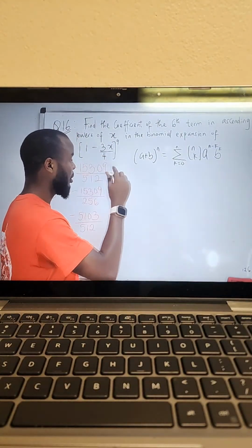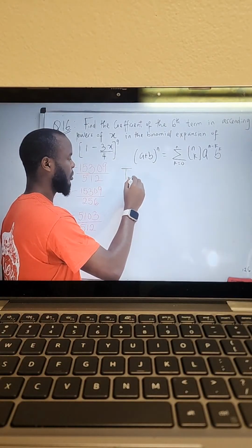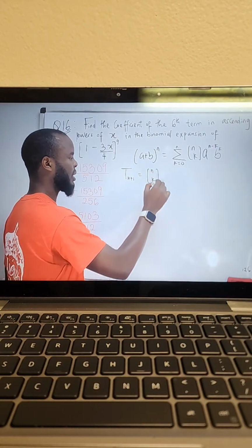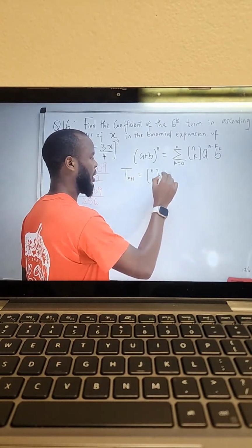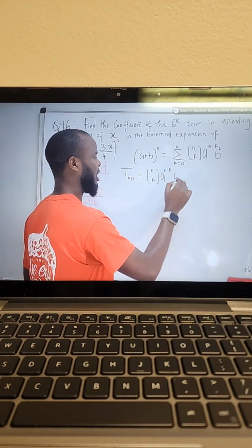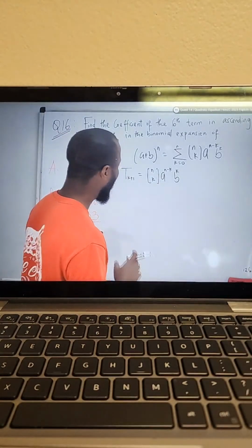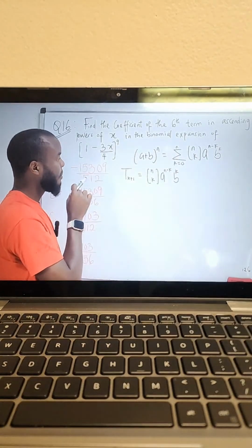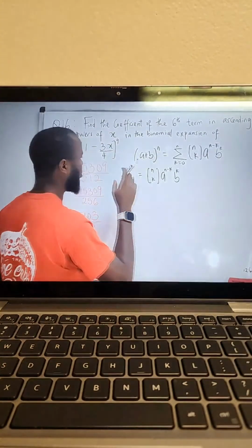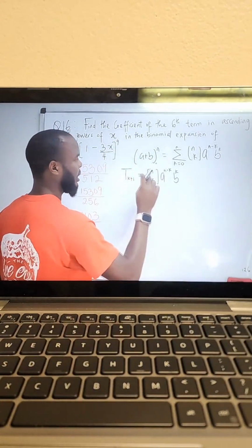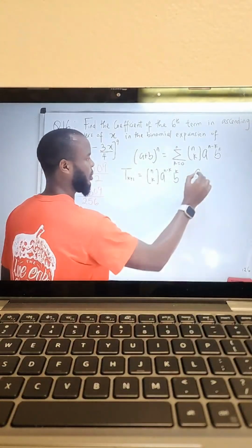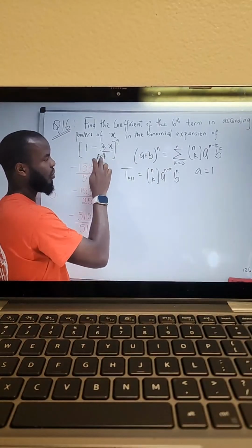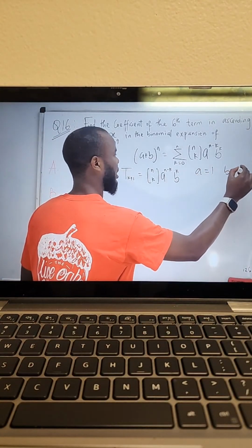And now in our case here, we have T(k plus 1) for the sixth term equal to n choose k, with a specific value of k, a to the power of n minus k and b to the power of k. If you have a look at this, it's the same thing as this, so we want to make sure the coefficients are equivalent. From here, a is the same as 1, so we have a to be 1. And here b is negative 3 over 4.